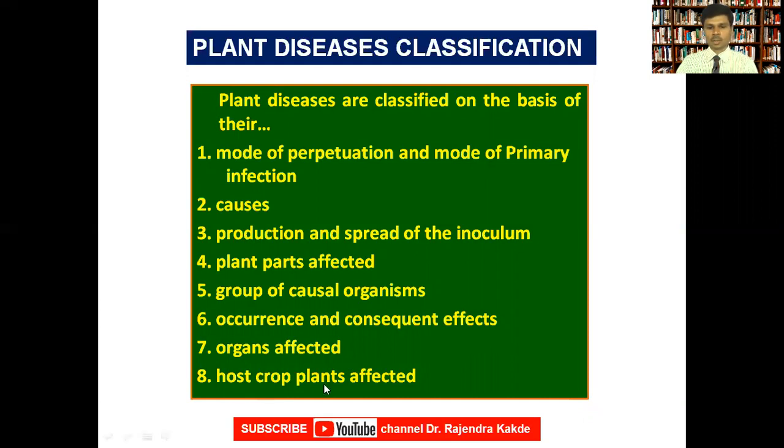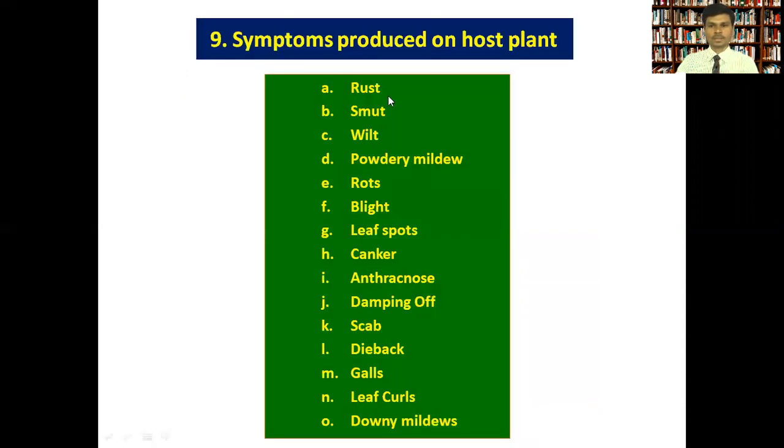Then host crop plants affected, that is, which type of crop plant gets infected by the pathogen. Based on that aspect also, plant diseases are classified. Then the last and most important aspect of plant disease classification is symptoms that appear after the attack of the plant pathogen on the host plant. There is a list of symptoms given here: rust, smut, wilt, powdery mildew, rots, blight, leaf spot, canker, anthracnose, damping off, scab, dieback, galls, leaf curl, and downy mildew.